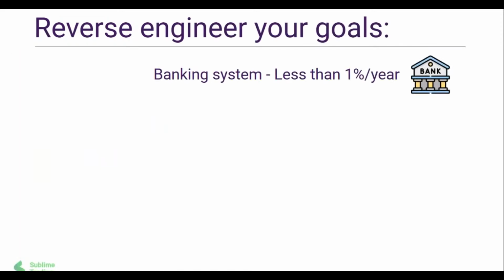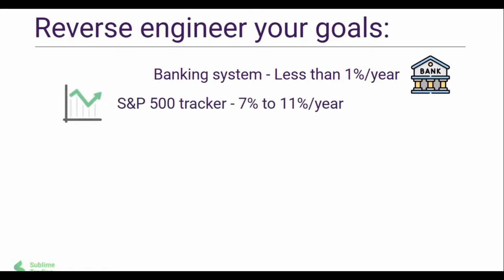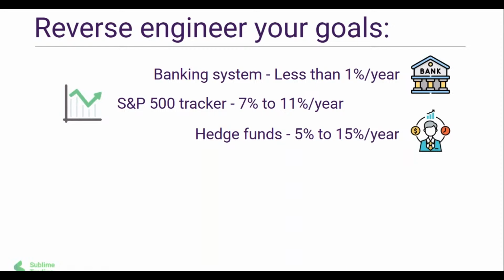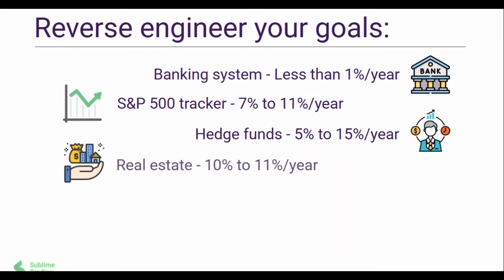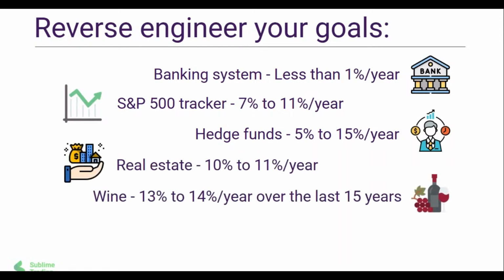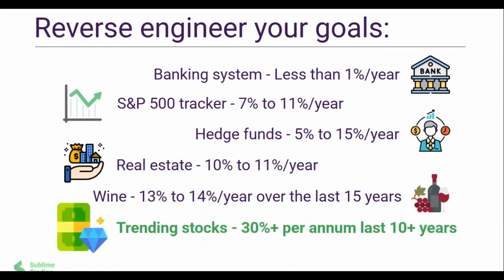If you reverse engineer the goals, banking system, less than 1%, okay, not going to happen. Tracker fund will still keep you short. Hedge funds, depends on which hedge funds you go for. Most of them generally tend to be between that 5 to 15% mark. Real estate, 10 to 11%. Wine and whiskey generally do very well, 13 to 14% a year. But here's the thing, guys, trending stocks will get you over 30% per annum, as I've shown you over the last 10 years. This is what we have been achieving. So you've got to have trending stocks as part of your overall portfolio if you want to boost your performance.